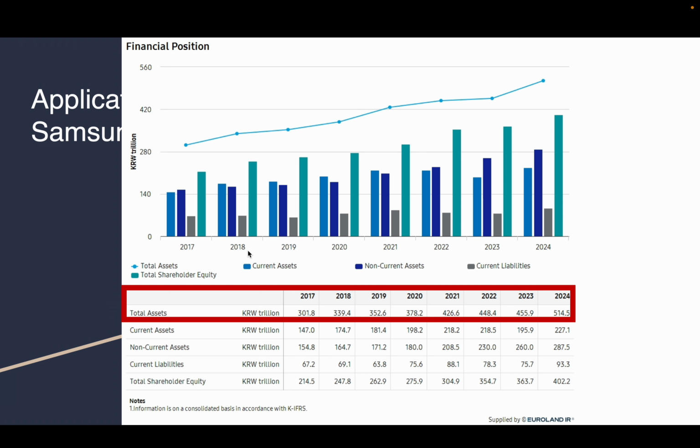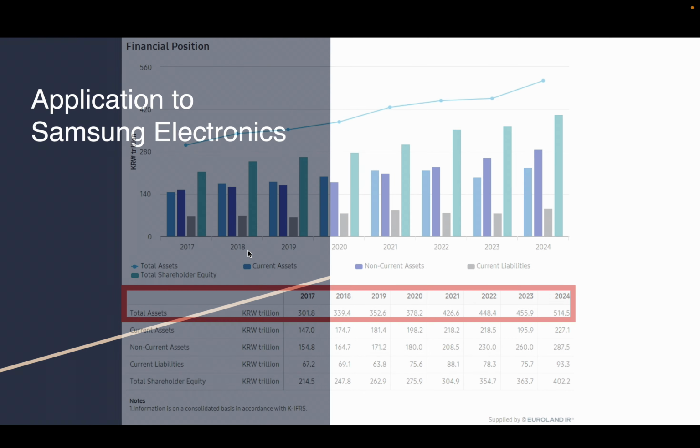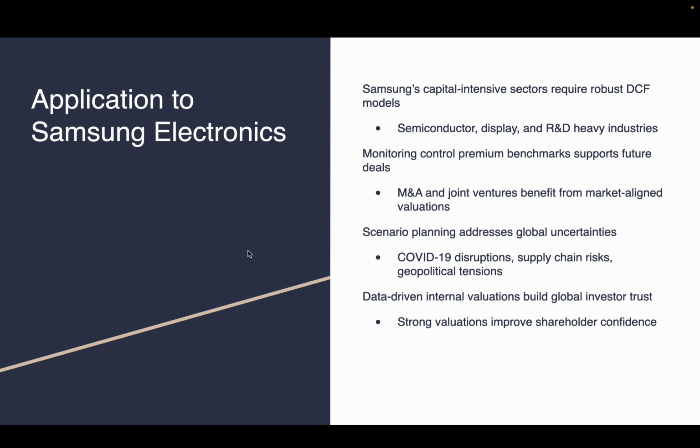Now let's apply these concepts to Samsung Electronics. As shown in Samsung's financial position, their growing asset base demonstrates resilience even in volatile markets. In addition, key ratios such as ROA and ROE reveal that while profitability dipped in 2023, there is a clear recovery trend in 2024. Samsung's capital-intensive sectors, including semiconductors and display technology, make robust DCF models especially vital.